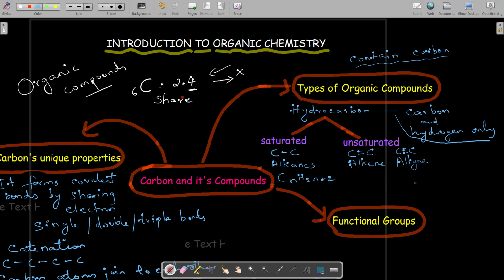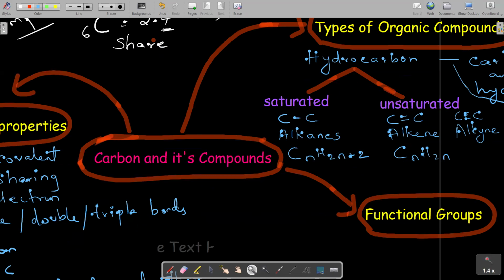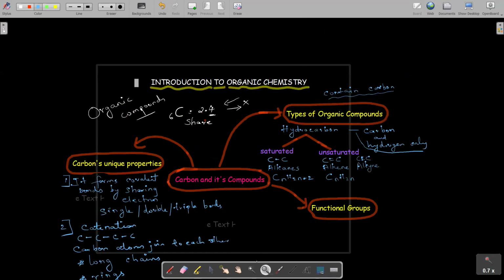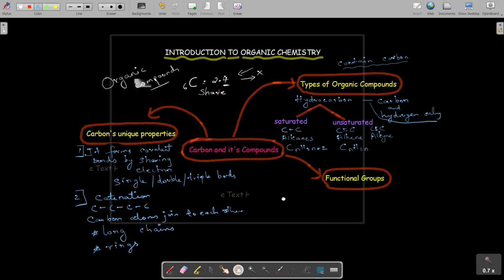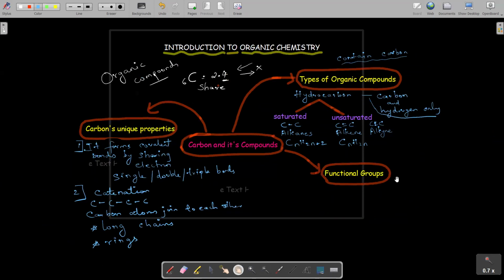This is general information about the hydrocarbons, but you also need to know the formula. The formula for alkenes is CnH2n. In our next video, we will learn more about functional groups. As of now, we will wind up at this level. This is my mind map, and I will be continuing this mind map in the next session.